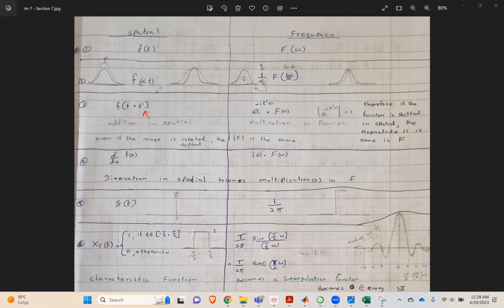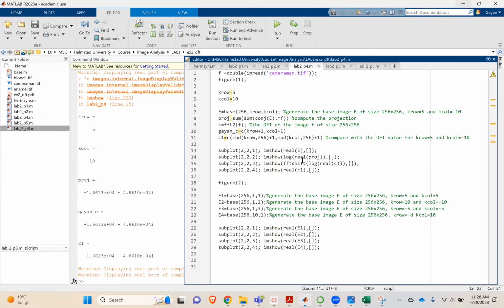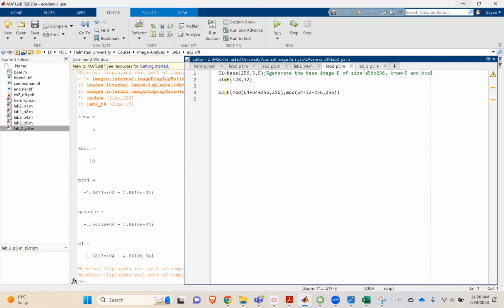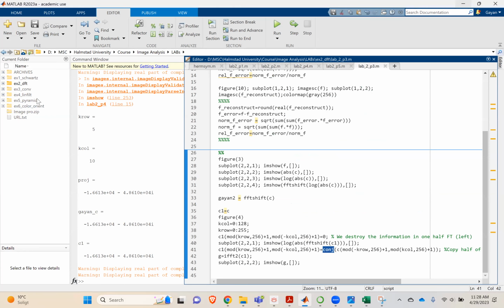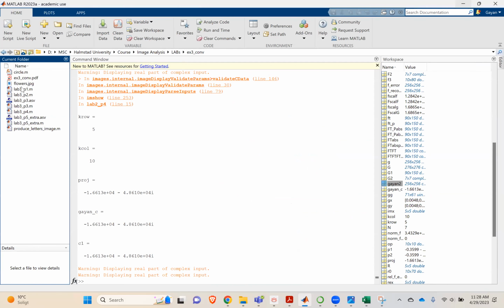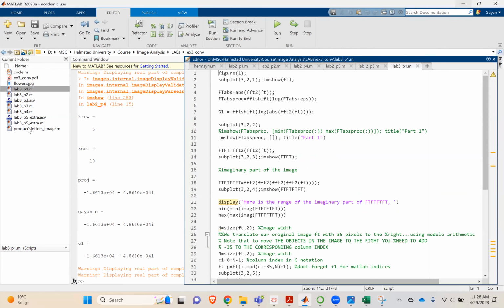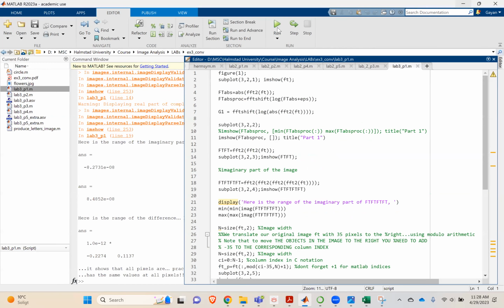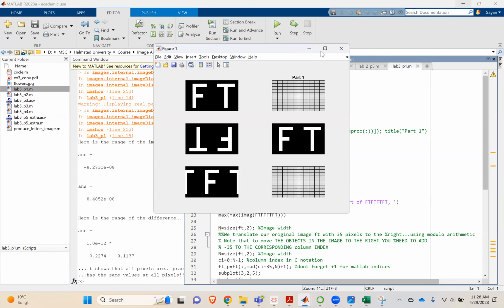So for example, this change could be that you are just shifting the image in one direction, or you are just rotating the image. And the Fourier is the same. There's a lab for that. We just open the lab and see. I think it's in lab 3, right? Lab 3, FT. Yes, this one.